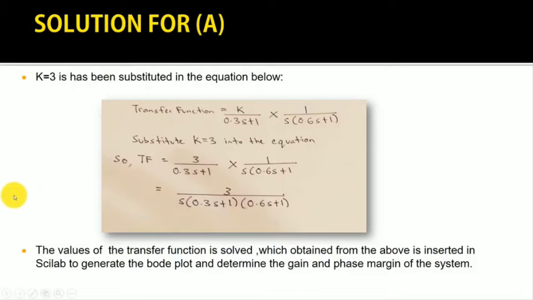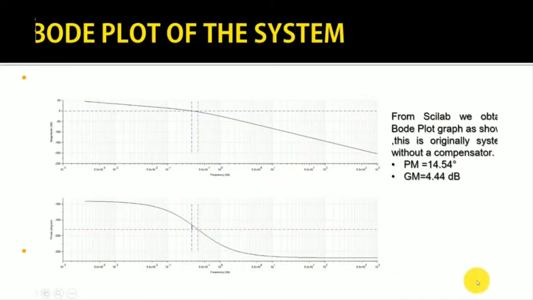The values of the transfer function are solved, and the result obtained from the above is inserted in Scilab to generate the BODE plot and determine the gain and phase margin of the system. This is the BODE plot of our system. From Scilab we obtain the BODE plot graph as shown. This is the original system without a compensator, and we obtain a phase margin of 14.54 degree and gain margin of 4.44 dB.